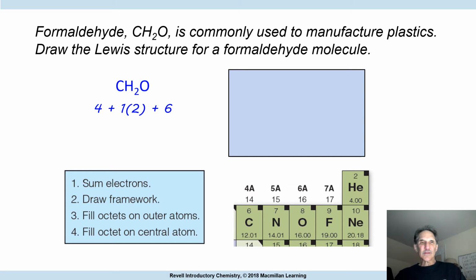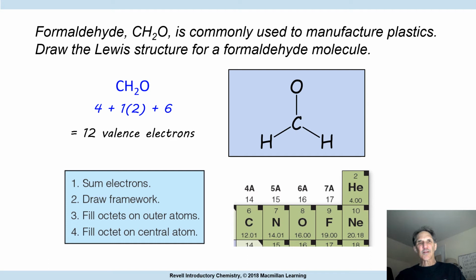We have four from the carbon, of course, 4 valence electrons. Each hydrogen has 1 valence electron, so that times 2 is 2, and the oxygen has 6. That's 12 valence electrons. That's what we have to work with. The carbon is the most needy. That's going to be the central atom in this structure. So we would draw this as the framework initially.